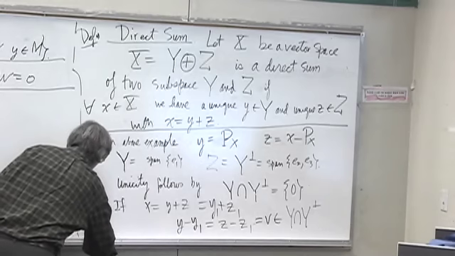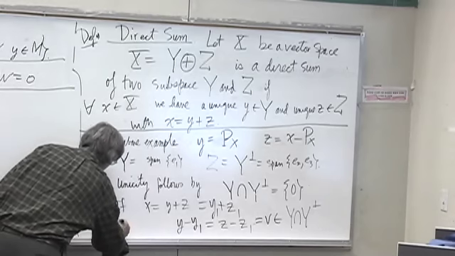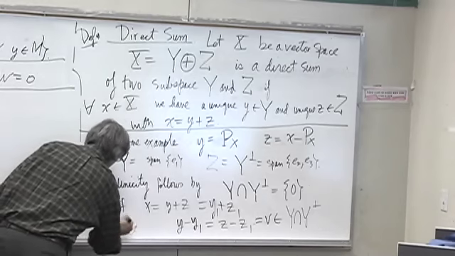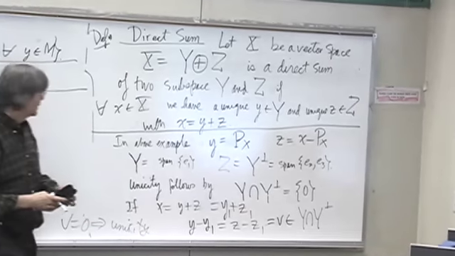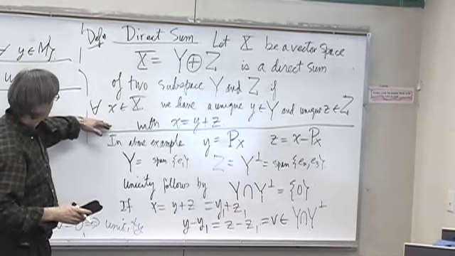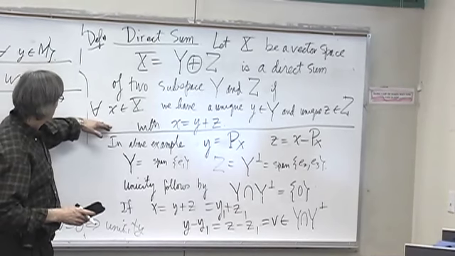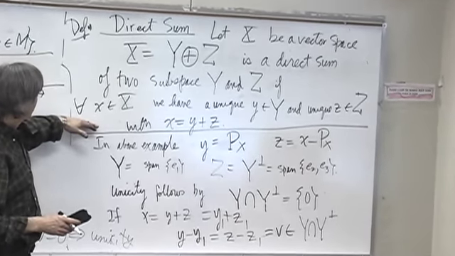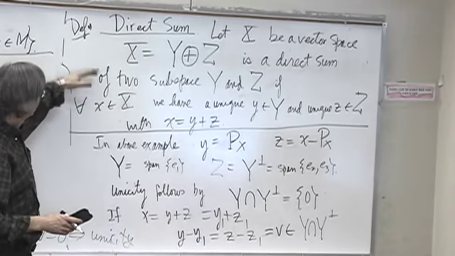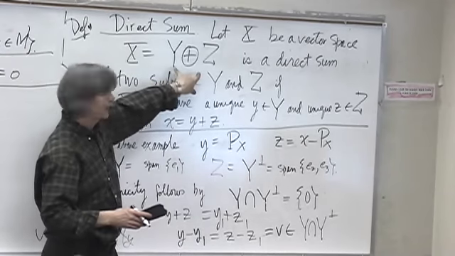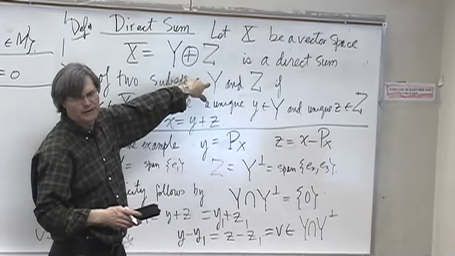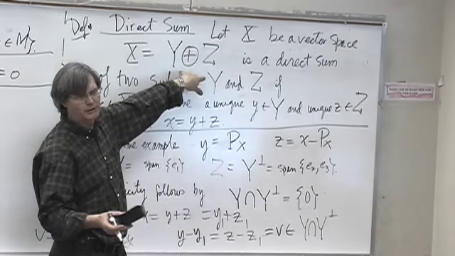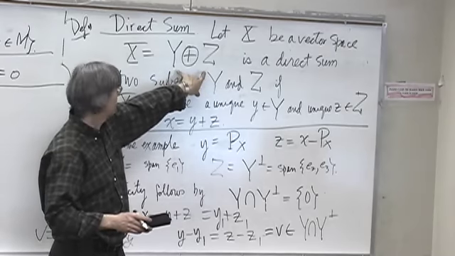Which implies unicity. There's only one way to do it. Okay, I'll go back and say, of course, by the unicity, also Y and Z in any direct sum must intersect only in the 0 vector. I think I put it in the notes. It's just a minor little computation.